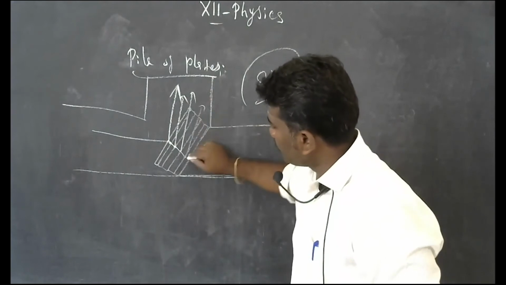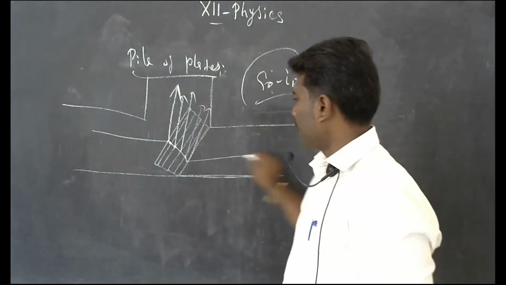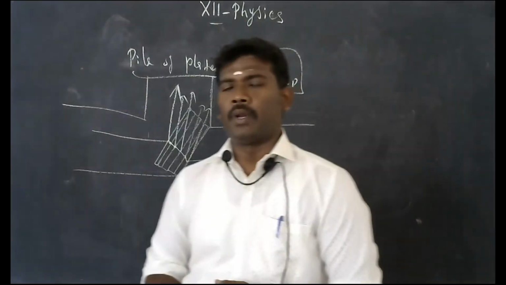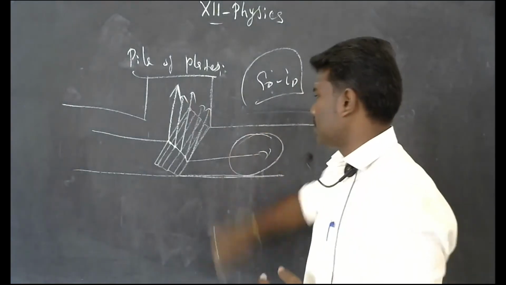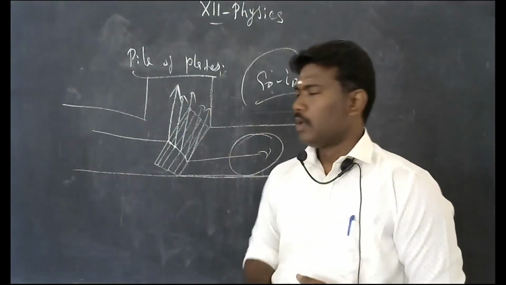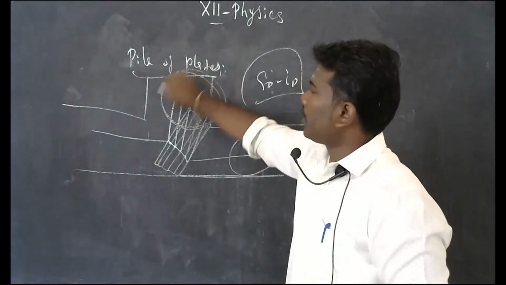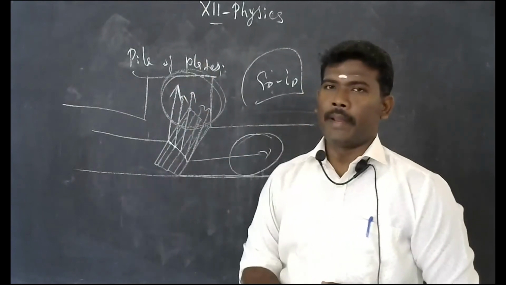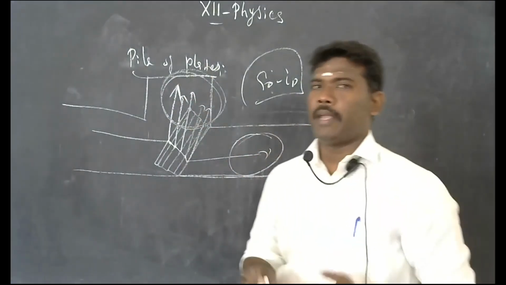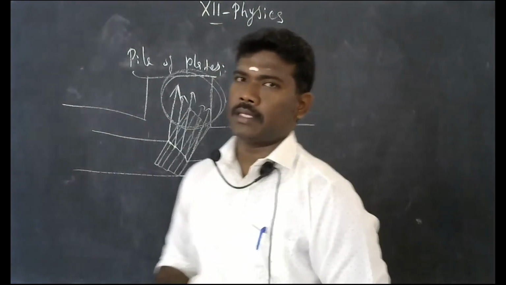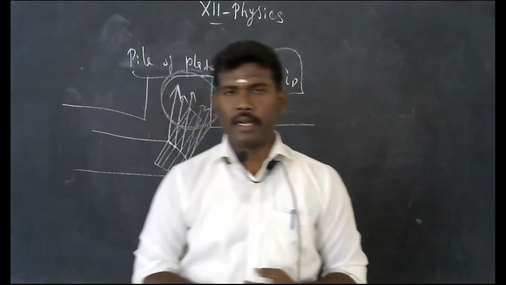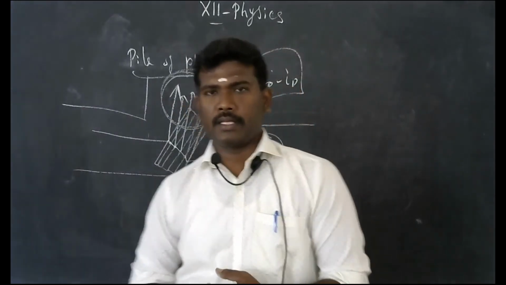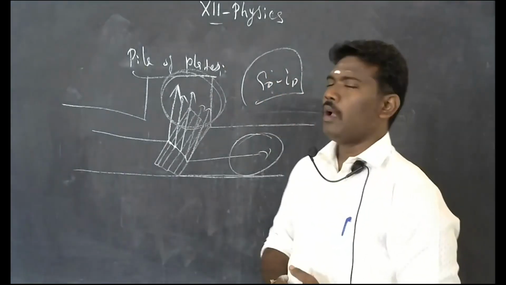So this process continues. Finally we get a very small amount of partially polarized light, or maybe this light ray is unpolarized light. So we get more efficiency in this particular experiment, the pile-of-plates. This pile-of-plates is mainly used to convert the partially polarized light ray into a completely polarized light ray. Simply, this arrangement is used to produce polarized light.